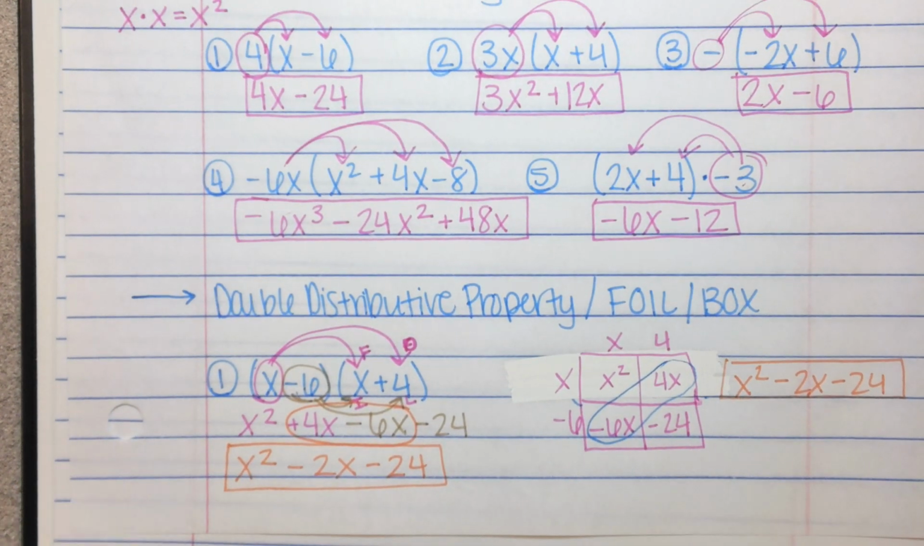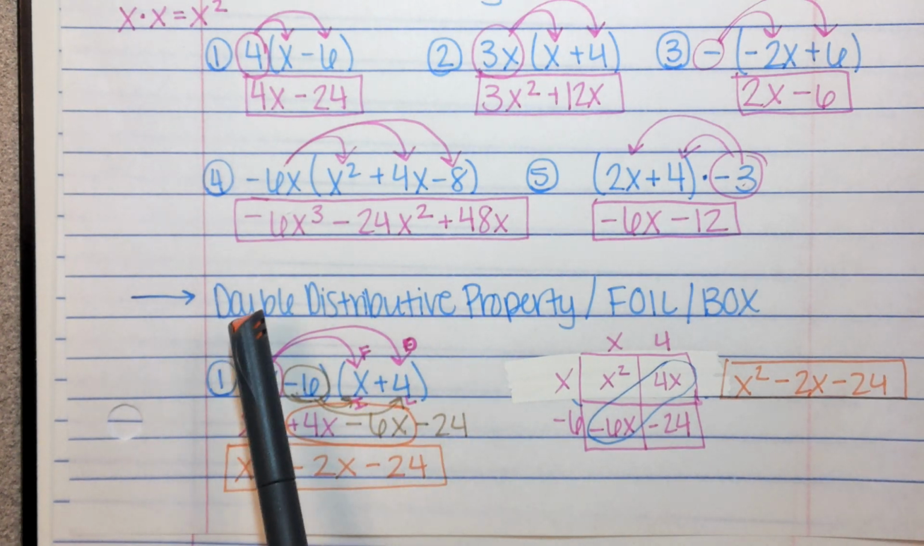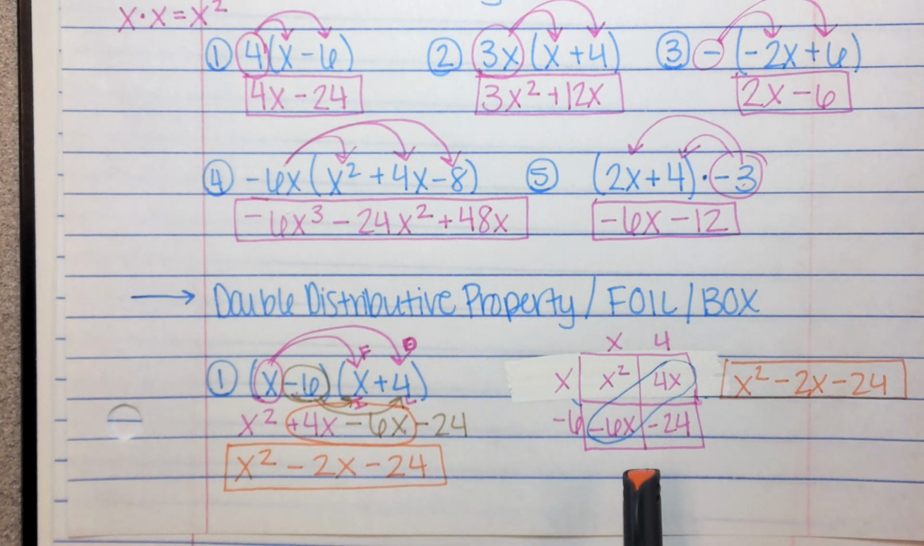Okay, so it doesn't matter how you think of it. You can think of it as FOIL. You can think of it as the double distributive property. If you're really stuck, you can use the box. But either way, you're going to get the same answer. And I just need you to be able to do these quickly. So whatever method works for you is fine for me.